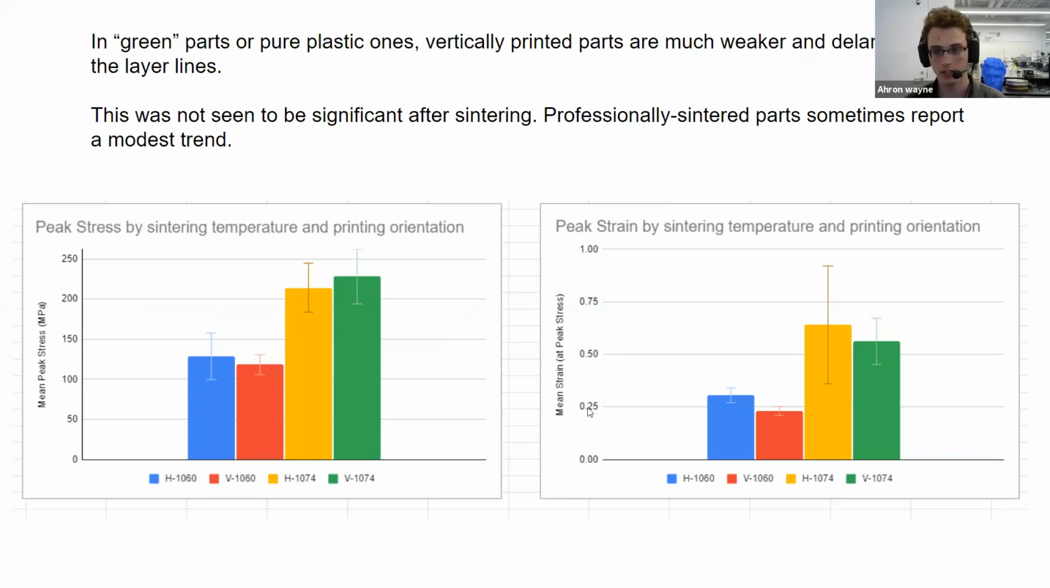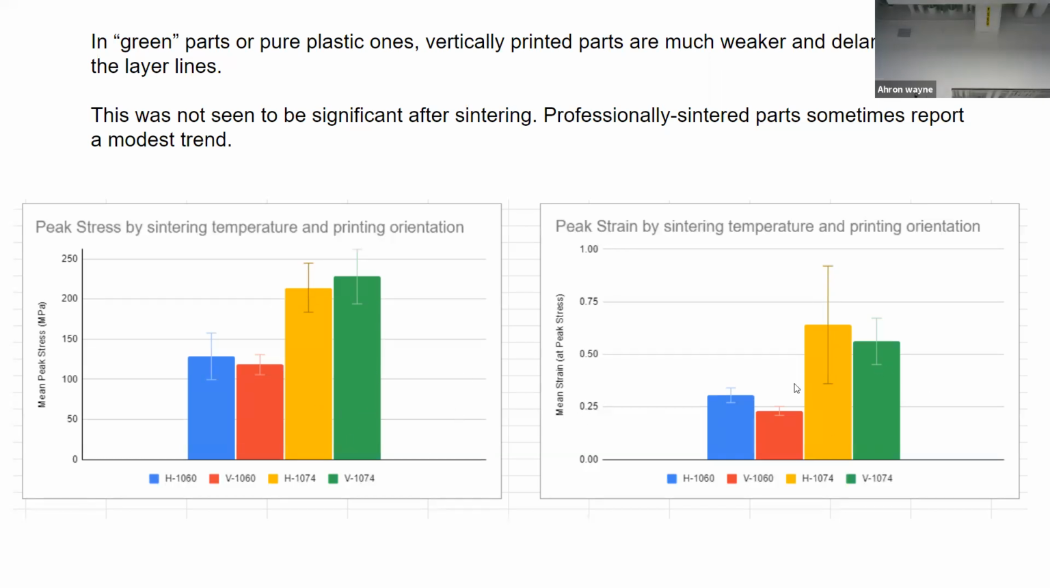We also looked at the printing orientation. Normally the strength with 3D printing is quite anisotropic. So if you print something vertically like this, and you pull it this way, it'll delaminate or break much more easily than if you printed it horizontally like this. This is true for green parts, but for sintered parts, we didn't really see this nearly as much.